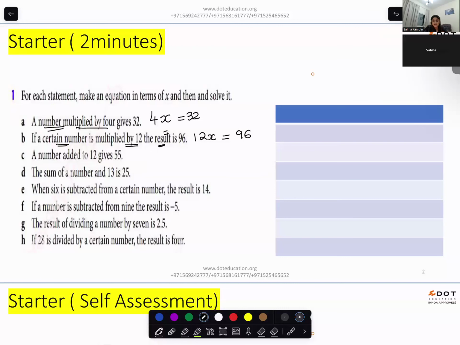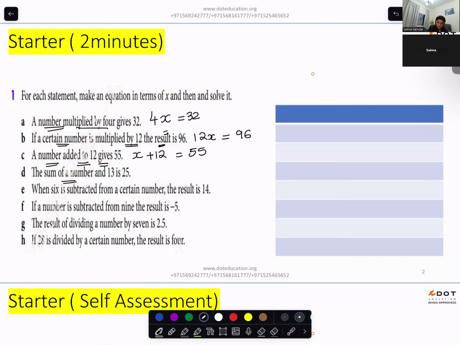Next one, let's see the next one. What do we have? Read the question. A number. A number means I don't know the number. Add it to 12. So I take the number, add it to 12, and it is equal to 55.